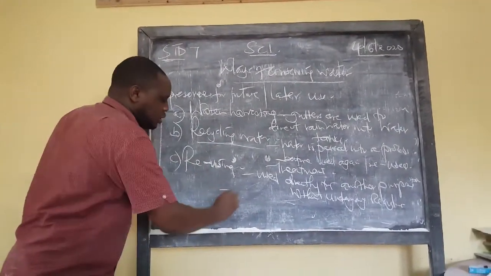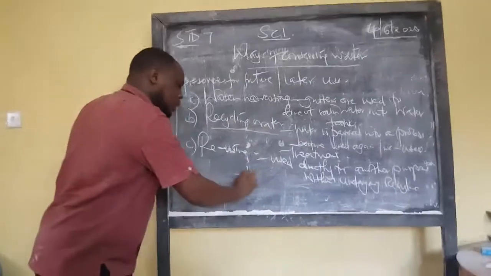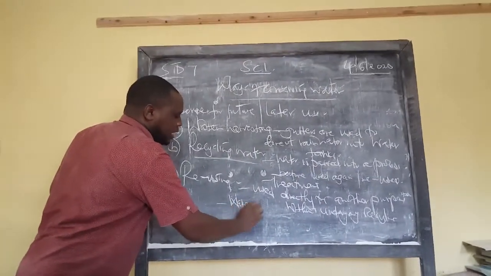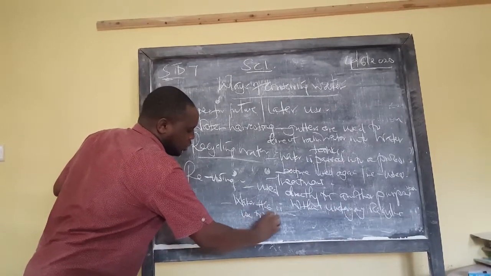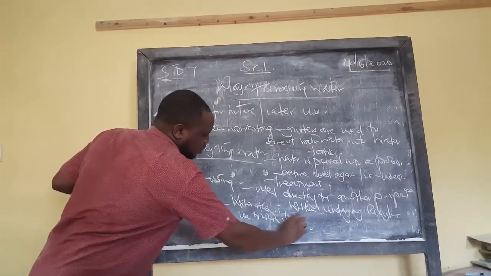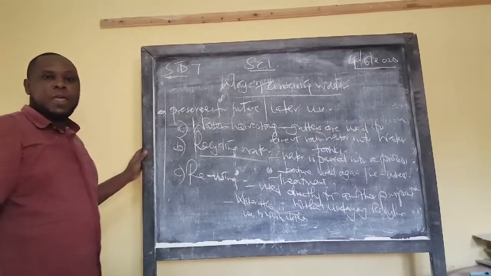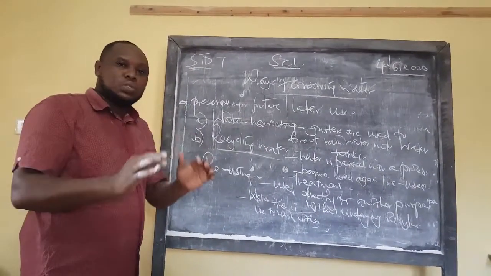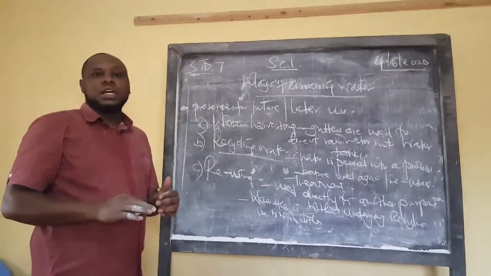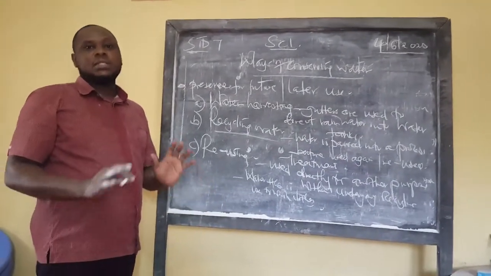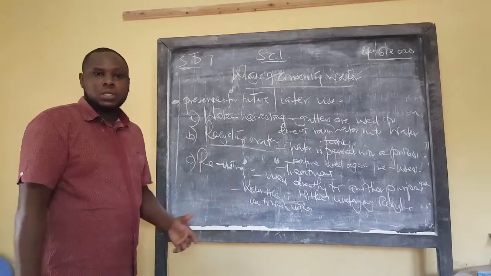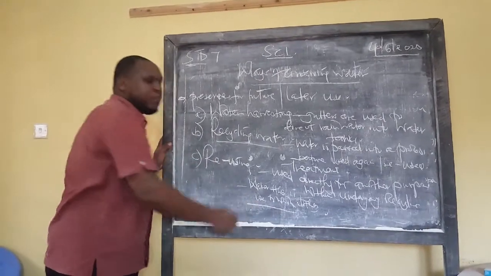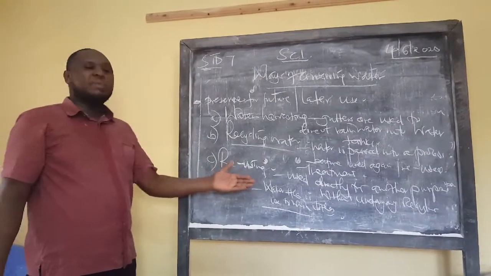I'll give you examples. Water that is used to wash clothes can be used to mop the house. Remember, water that has been used to wash clothes does not have chemicals in it. It is just water that is dirty. So that water can be used to mop the house. The water has not been treated before you mop the house. So that is what we mean by reusing.